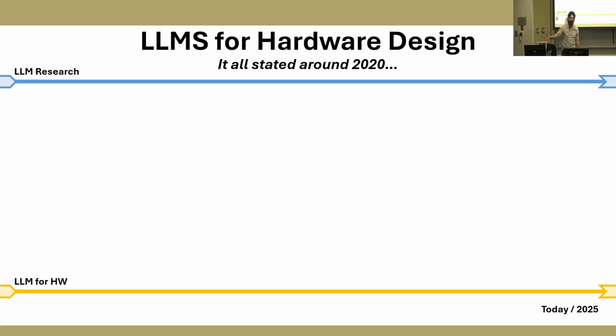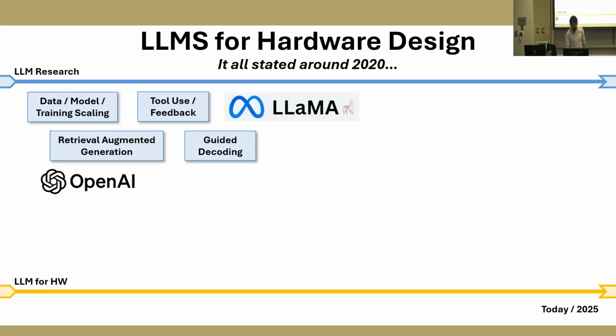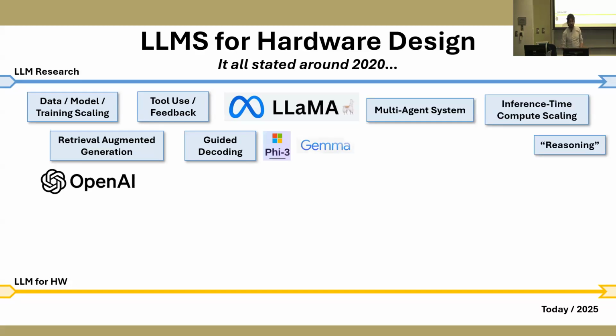This all started basically after COVID. People using LLMs for hardware design. So on the LLM research side, we had a lot of scaling models, making it practical. People started using tool calling and tool feedback, using RAG and using guided decoding to have structured outputs. We had a lot of these early commercial and open source models. And then, closer to 2025, now you have people focusing on multi-agent systems, inference time scaling, reasoning, and then now there's all sorts of new emerging open source models, right?